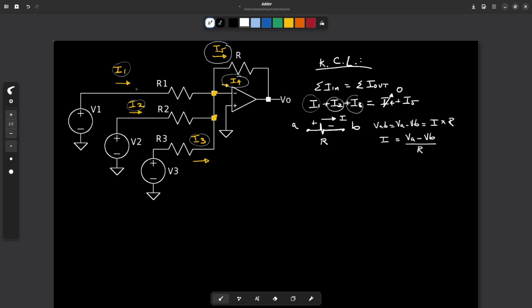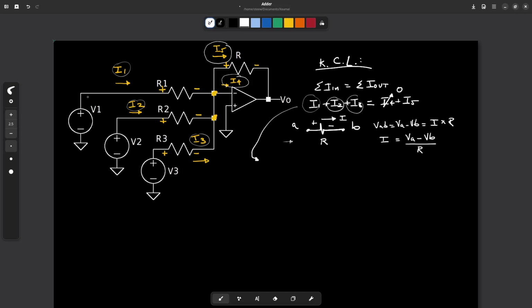For example, I1, which I drew this way from left to right, causes a voltage drop with this polarity. I2 causes a voltage drop with this polarity, and I3 causes a voltage drop with this polarity. The same way, the way I drew I5 causes a voltage drop with this polarity. So according to this, and by means of Ohm's law, like I said before, we can write this equation like this.